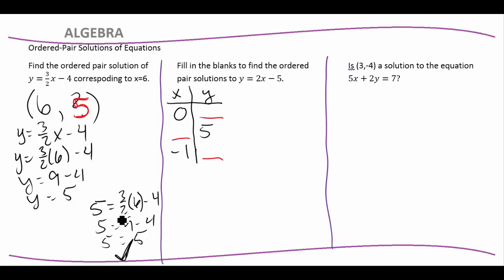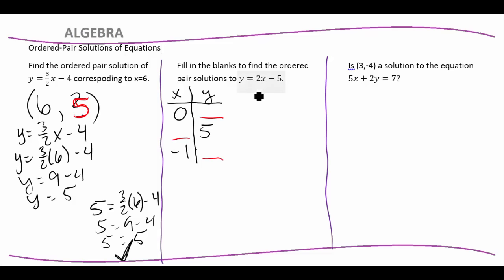Let's move on to the second one in the middle. Fill in the blanks to find the ordered pair solutions to y equals 2x minus 5. And we have a nice little table here, and we're going to fill in those blanks. So we are going to be looking for 3 ordered pairs. So we need to do 3 different calculations. So we need to find each ordered pair.